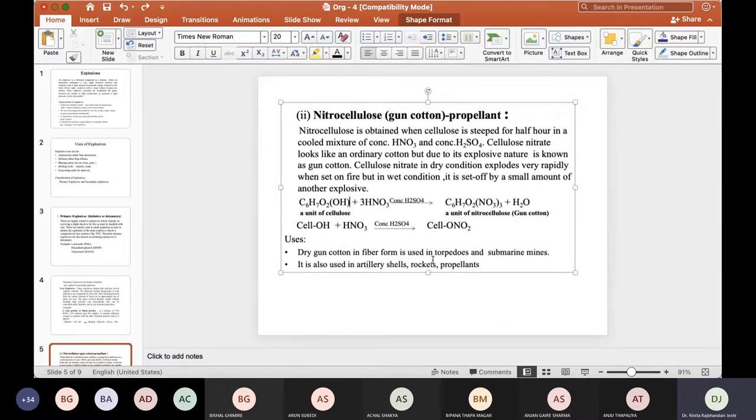This dry gun cotton looks like simple cotton, but its explosive nature is known as gun cotton. This gun cotton in fiber form, dry form, is used in torpedoes and submarine mines, and it is also used in artillery shells, rockets, as well as the propellant. Torpedoes in a submarine, it is used underwater as well as on land. That is nitrocellulose.